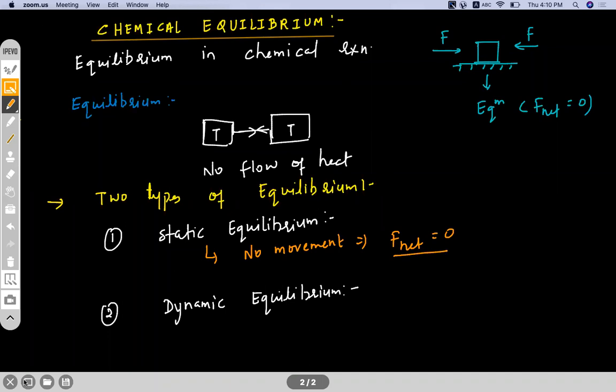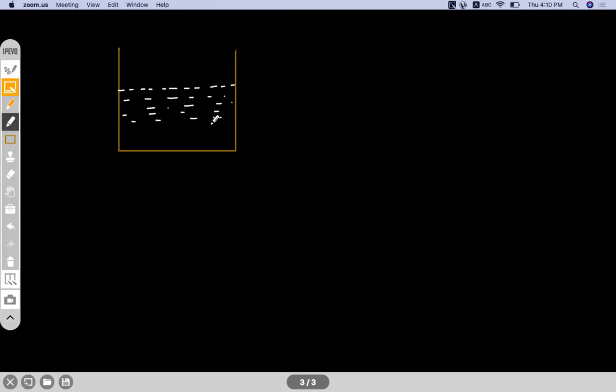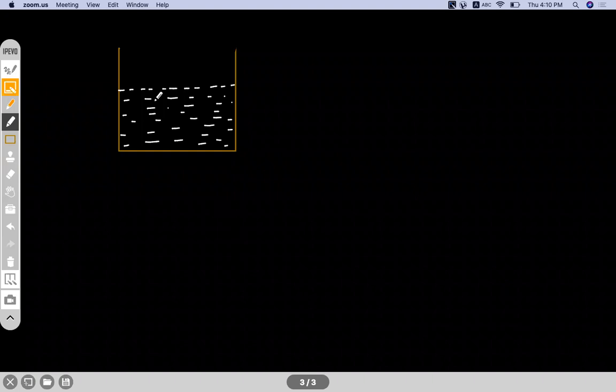Dynamic equilibrium is what? I'll just do this one example. You will understand what is dynamic equilibrium. Suppose we have a container, a bucket, whatever you can assume. Suppose this is the bucket we have, and in this the water is present. This is the water level we have.